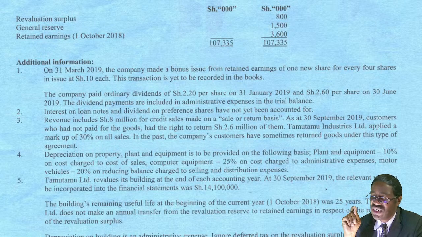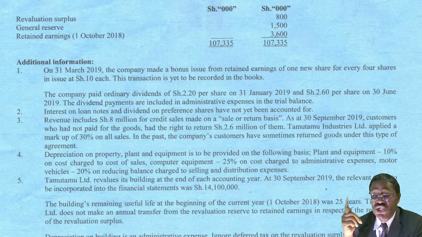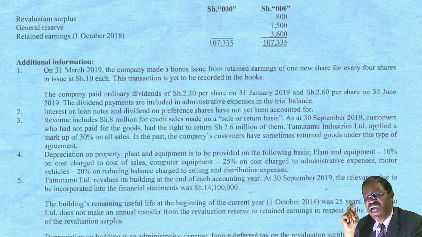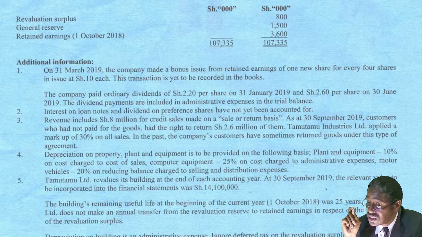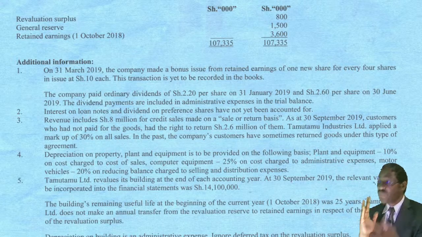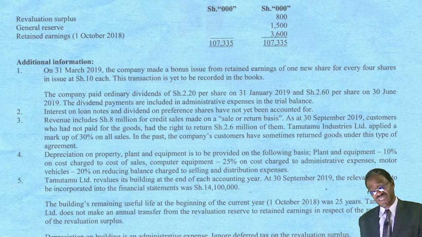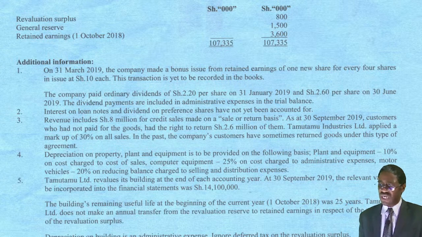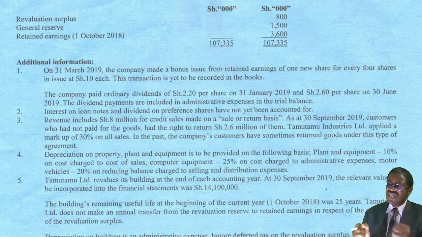30th of June 2019, it is after the bonus. Bonus was issued on 31st March. So if the company later paid a dividend of 2.6 on 30th of June 2019, then it means that the second batch of dividend was paid on the number of shares after the bonus. Listen, so your responsibility here as a student was to find out what was the total dividend that was paid during the year.